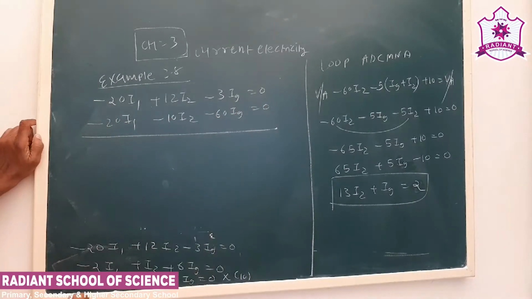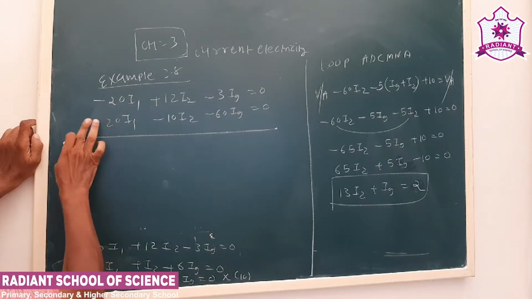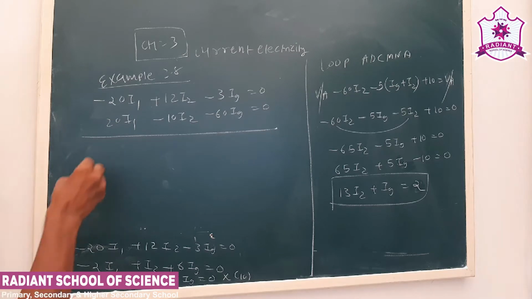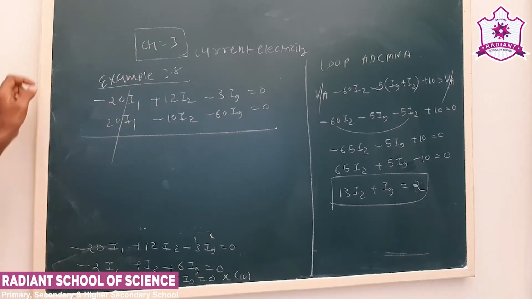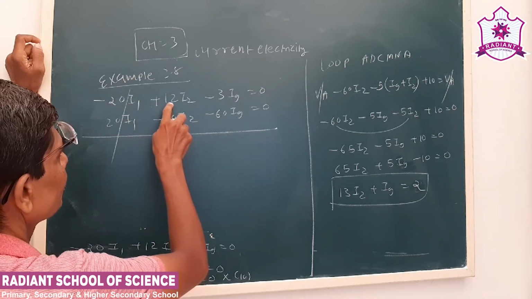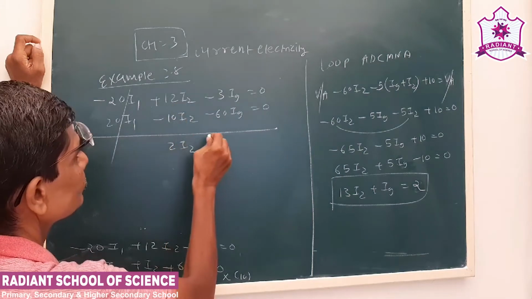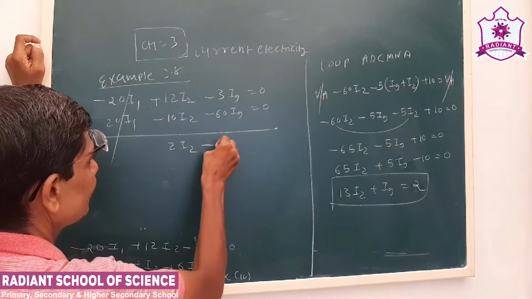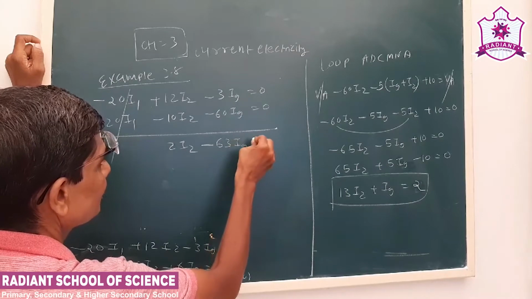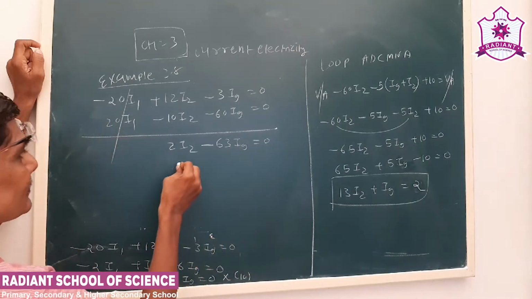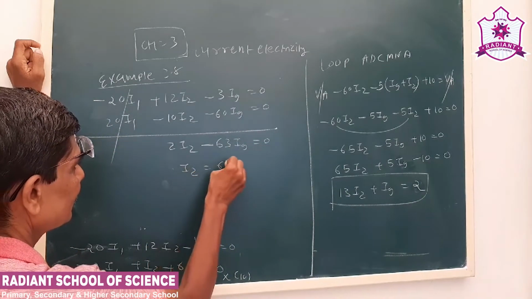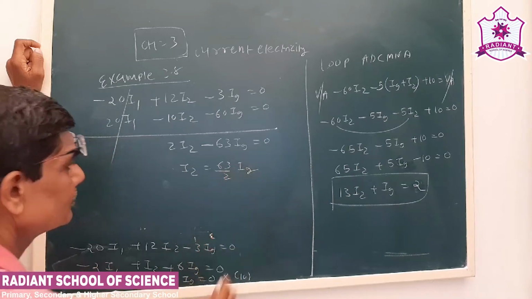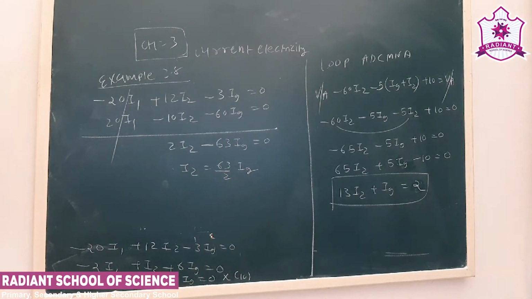Now this will be 10 I2, so this will get eliminated. Now 12 minus 10 is 2 I2, minus 63 IG is 0. So I2 is 63 by 2 IG.